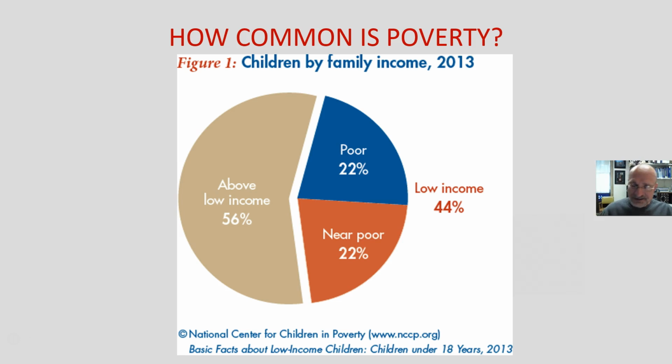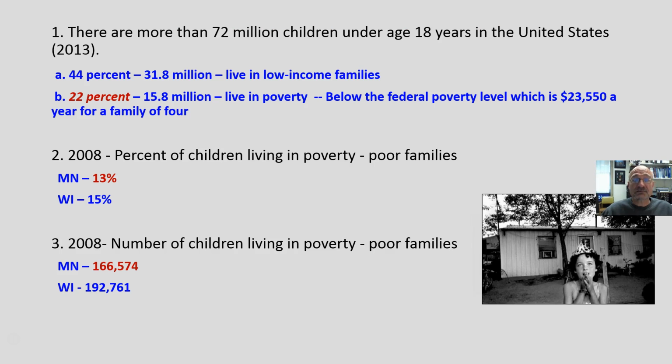How common is it? Let's take a look at some numbers. And you don't need to memorize these numbers. Just know that it exists whether you are aware of it or not. Above low income, nearly poor, and 22% of the children living in this country are dealing with poverty. 72 million children under the age of 18, 44% low income, 22%, 15.8 million live in poverty. In Minnesota, 2008, 13%, and Wisconsin, 15%.